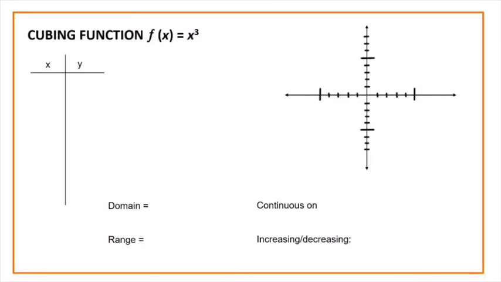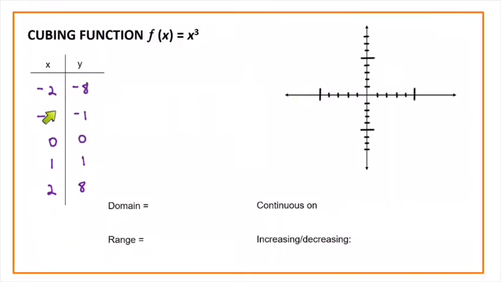Now let's look at the cubing function. So again, I've chosen these same x values, and we'll plug those in here. So -2 to the third power would be -8. -1 to the third power would be -1. 0 to the third power is 0. 1 to the third power is 1, and 2 to the third power is 8. So we're just plugging each of these x values in here and generating the y values.